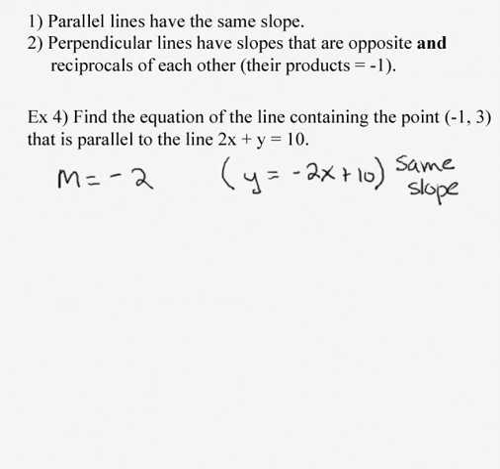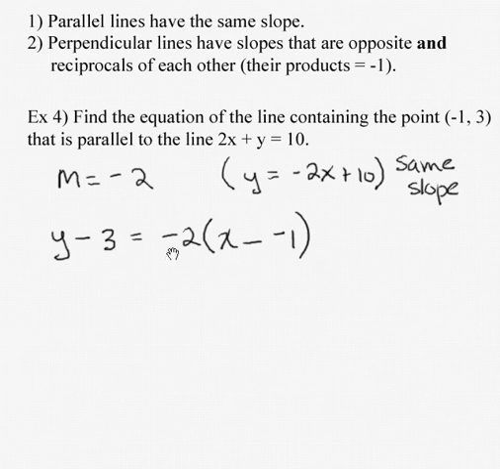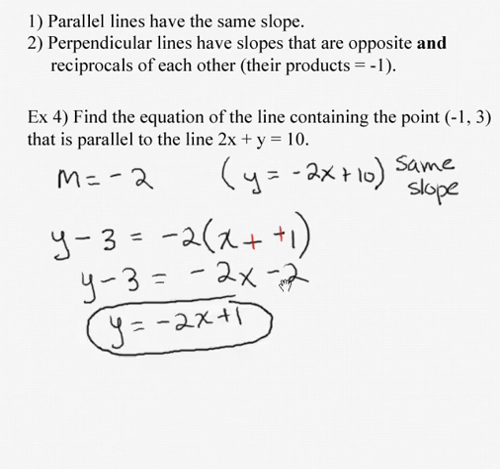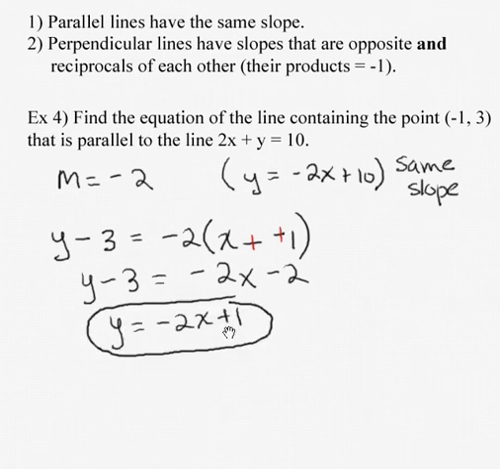We have a point of -1, 3, so we can use that first equation we learned in the first part of the lesson. Y minus the y value, which is 3, equals the slope, -2, distributed to x minus the x value from our point, -1. Remember, subtracting a negative is the same as adding a positive. Distribute out the -2: -2x minus 2. And we're going to get y by itself, so let's add 3 to both sides. Y equals -2x. 3 plus -2 is 1.